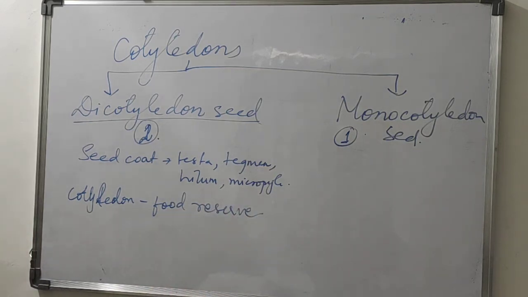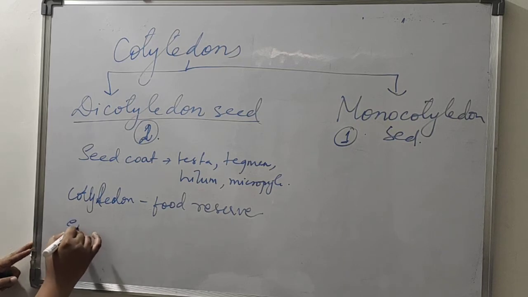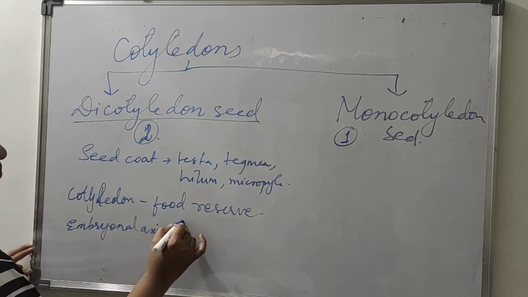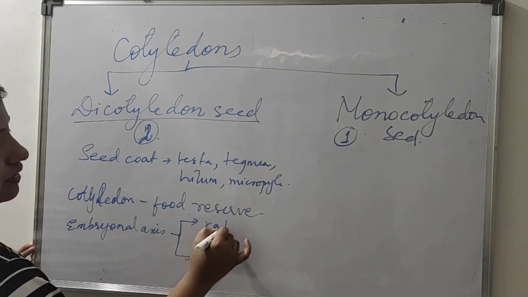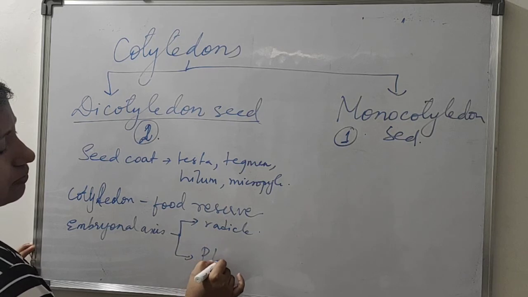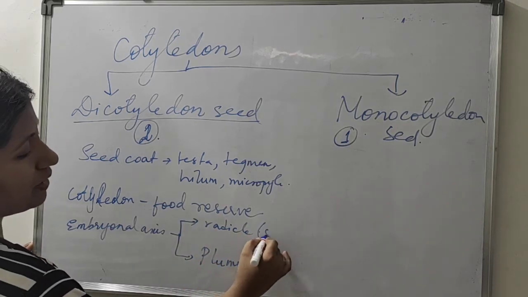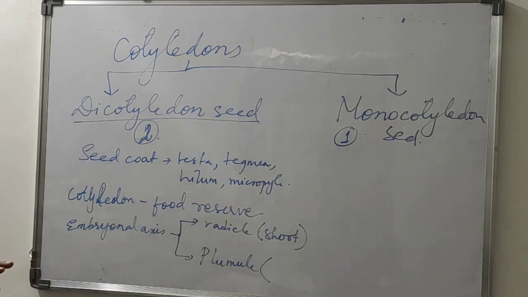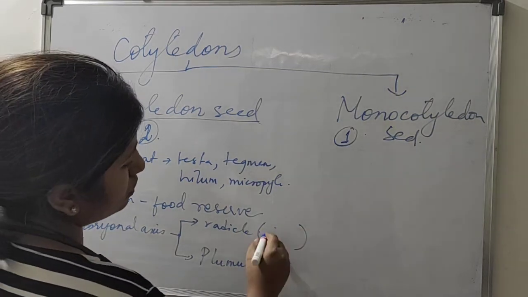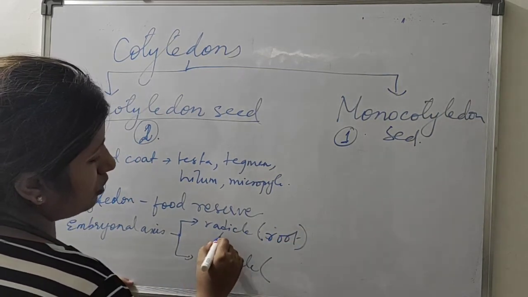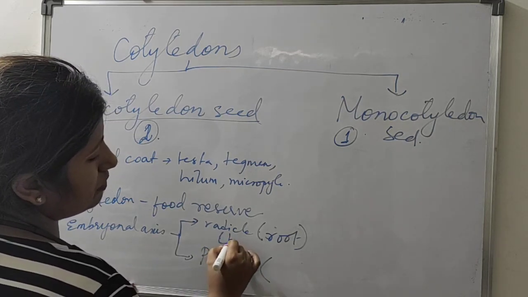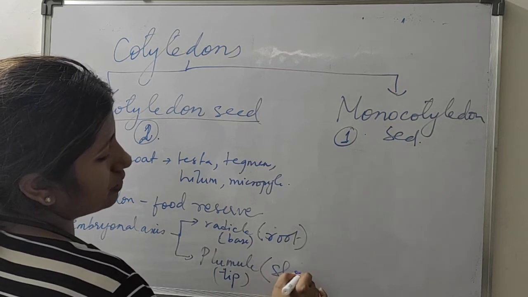Alright? And the embryonal axis, the top portion of the embryonal axis will develop into radicle, and the bottom one will develop into plumule. The radicle will develop into root, and the plumule will develop into shoot. That is the bottom part. This is the tip portion of the embryonal axis. This is the base of the embryonal axis. It will develop into shoot.